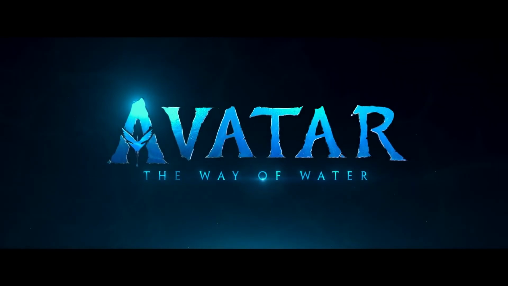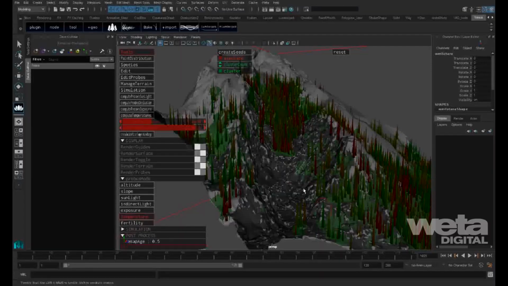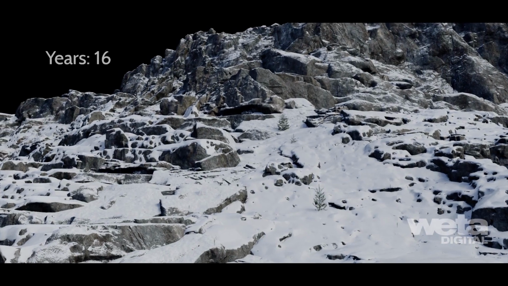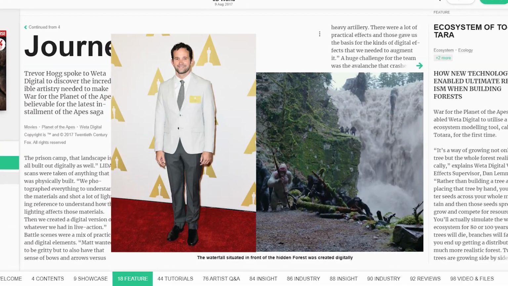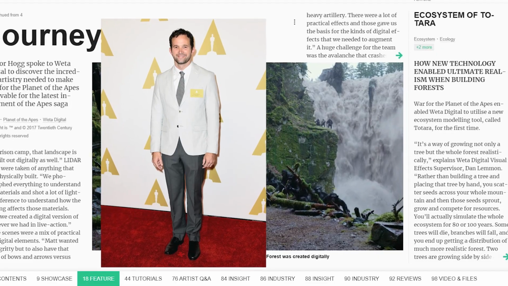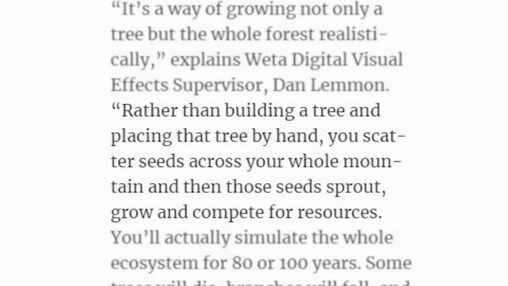Technology progressed even further by the time Avatar: The Way of Water released. A notable development was the involvement of Totara, a tool created by Weta Effects for War for the Planet of the Apes. Weta's visual effects supervisor, Dan Lemon, explains Totara's function in a 3D World magazine interview. "Rather than building a tree and placing that tree by hand, you scatter seeds across your whole mountain, and then those seeds sprout, grow, and compete for resources."